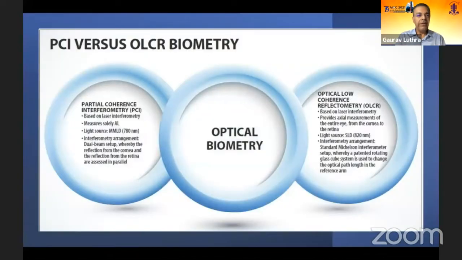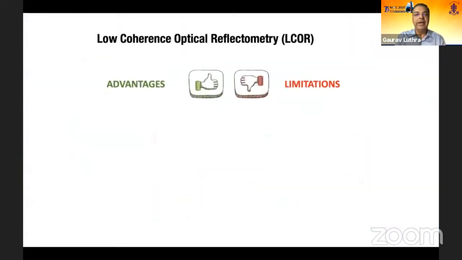So when we compare partial coherence interferometry, which is the laser interferometry used in the IOL Master 500, it basically uses a more basic form of a light source and a scanning slit. The Lenstar uses the OLCR, or optical low coherence reflectometry, which provides axial measurements of the entire eye from the cornea to the retina. So it seems to be much more accurate.